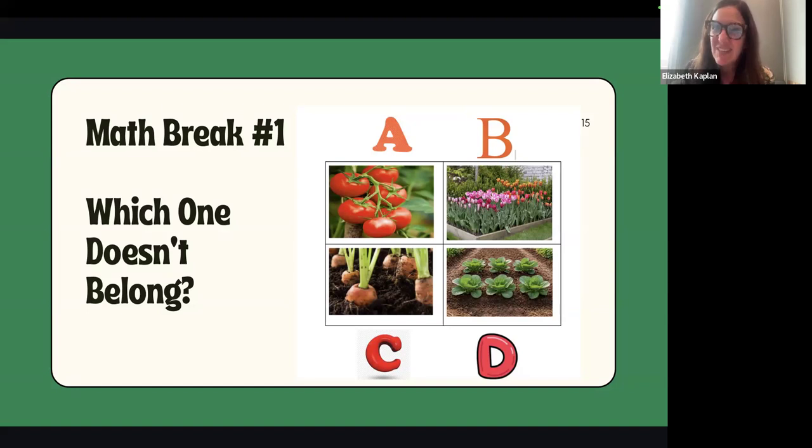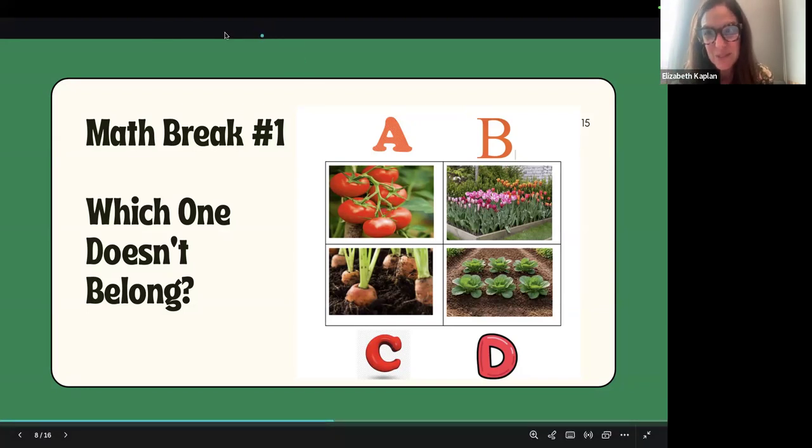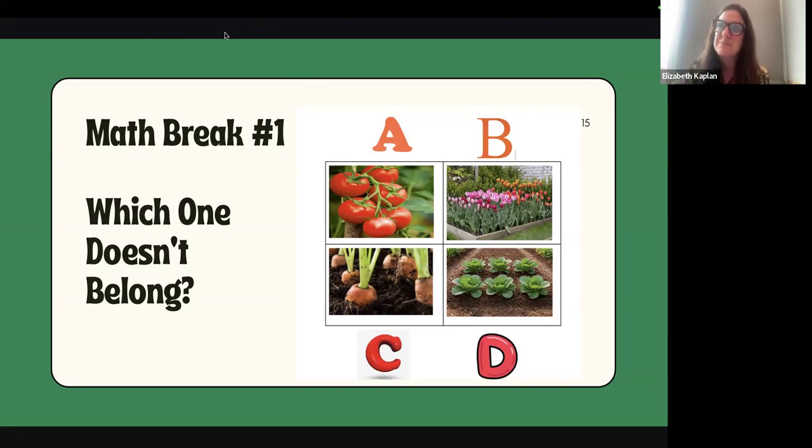And the thing with Which One Doesn't Belong is there is no right answer. So this is a low floor, high ceiling activity that every student can access, which is one of the characteristics of a good math task. So in the chat, you can take a minute to think which one doesn't belong. Make your opinion known. Say A because. So you're going to tell us which one doesn't belong and why.